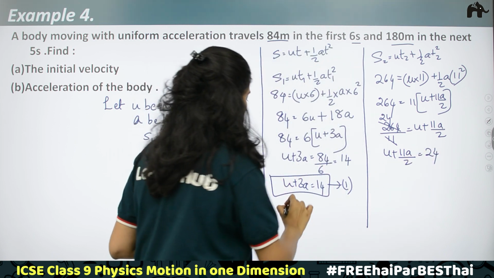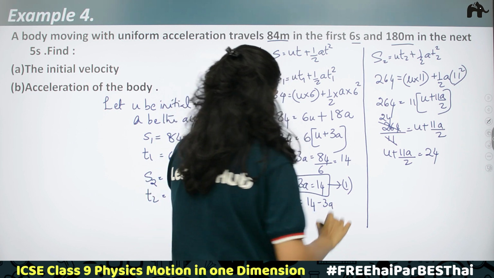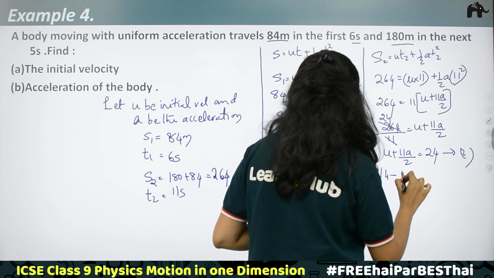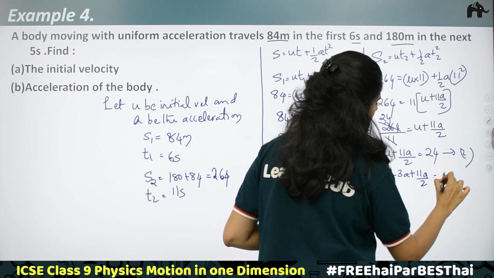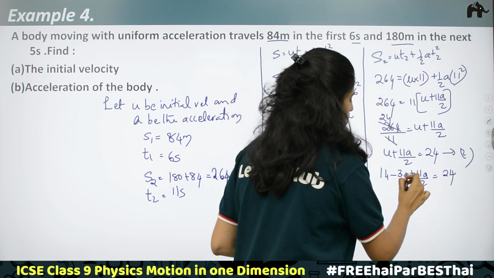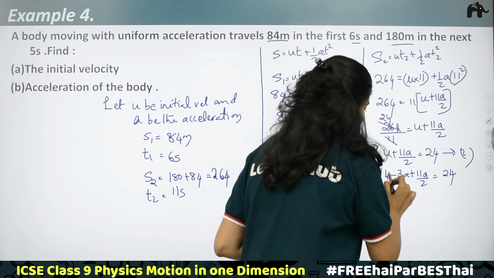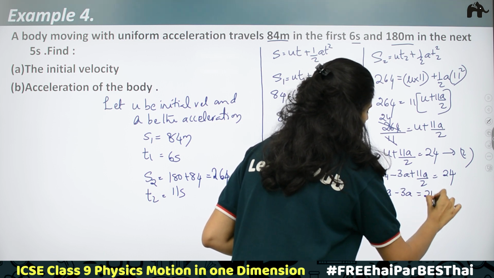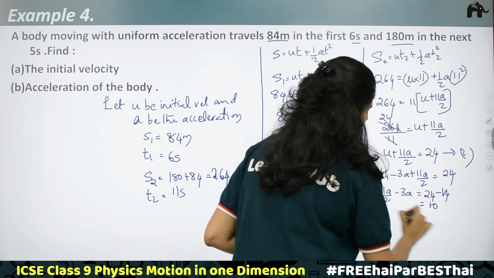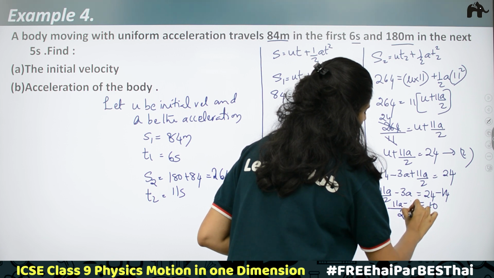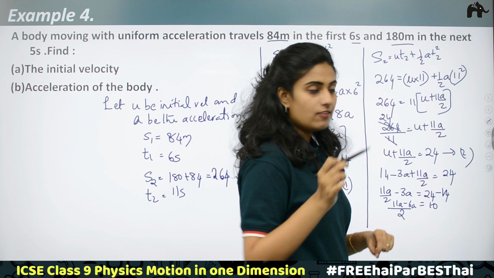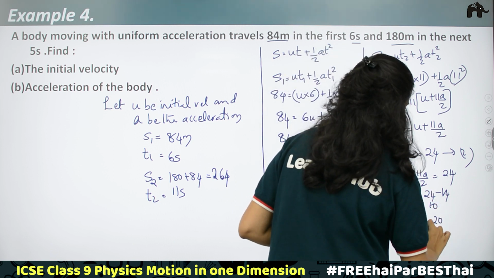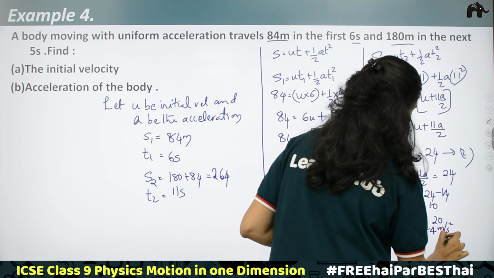So from the first equation, you will be having u is equal to 14 minus 3a. Okay, substituting in the second equation. This is second equation. So u is equal to 14 minus 3a plus 11a by 2 is equal to 24. Taking LCM. So here you can see these are a containing terms. So the term which doesn't contain a is taken to the opposite side. Okay, this becomes 11a by 2 minus 3a is equal to 24 minus 14, which is equal to 10. So here denominator 2, 11a minus 6a. What is 11a minus 6a? We get 5a. So 5a is equal to, taking this 2 to the opposite side, it is 20. And a is equal to 4 meter per second square.